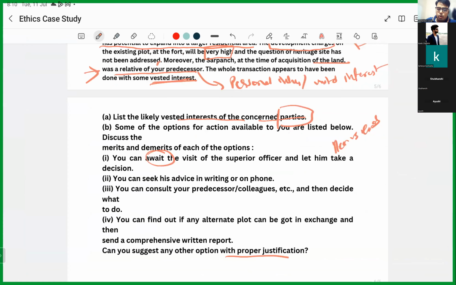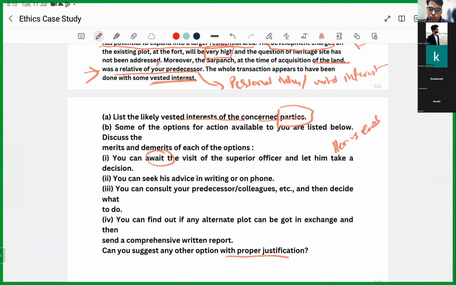Okay, so now talking about the demerits. When I say demerits, what I mean is the issues that come up. I've already discussed demerits. You can seek his advice in writing or on phone. First thing, you should avoid the phone because your code of conduct does not allow phone conversations and all.